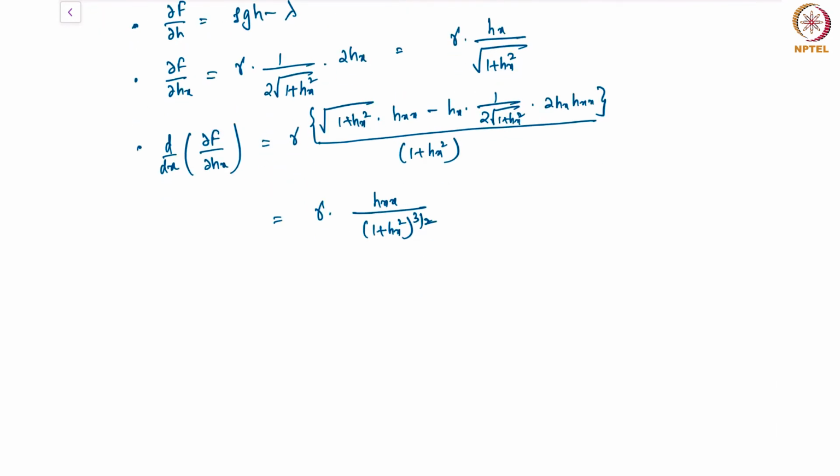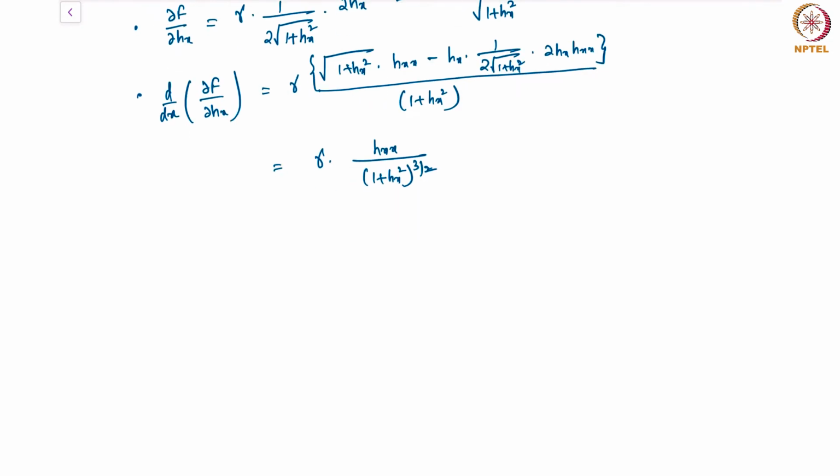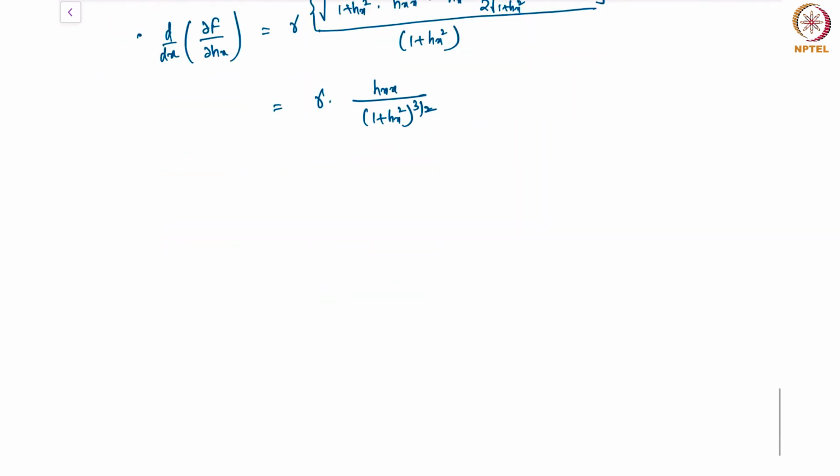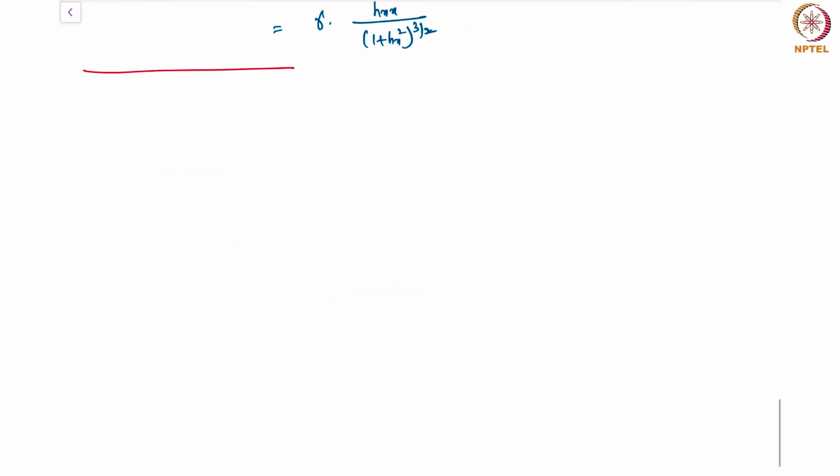So if you look at the last term, the Euler Lagrange equation, let's label these equations rather. Let's call this equation 1, equation 2, equation 3. Okay. So we now have, from equation 3, we have del f by del h.